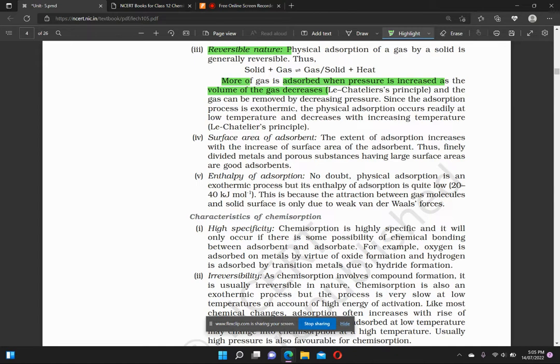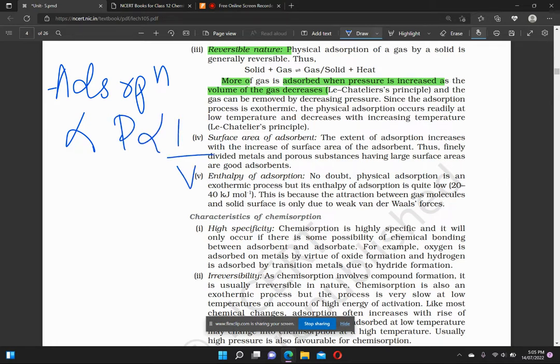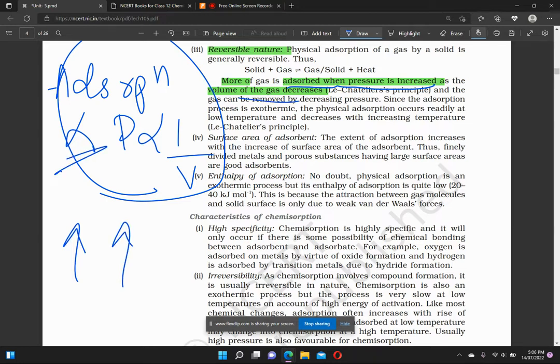So you can just write that adsorption is directly proportional to pressure but inversely proportional to volume. That's the main thing. No need to underline if you just write these points in your short notes. It's easy: more gas is adsorbed when pressure is increased means directly proportional. As the volume of the gas decreases means inversely proportional. Okay, that's it.